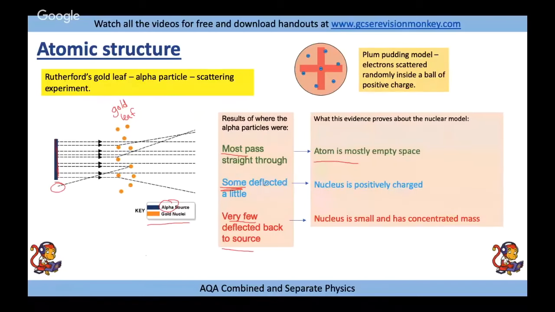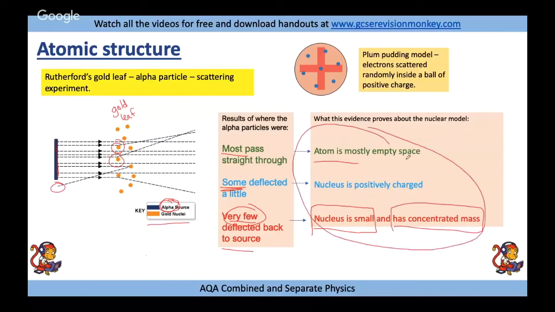Some deflected just a little bit, and that's because we're firing positive alpha particles at a positively charged nucleus. And when they get close, they will deflect a little bit. And then just a few that were fired straight at the nuclei rebounded back, which tells us that the nucleus is very small, it's tiny, and it has a concentrated mass. So this is how we describe the nuclear model: mostly empty space, positively charged nucleus. The nucleus is small and has concentrated mass.